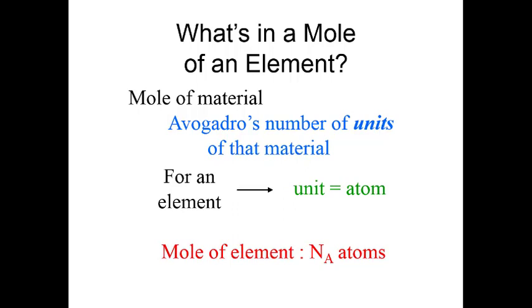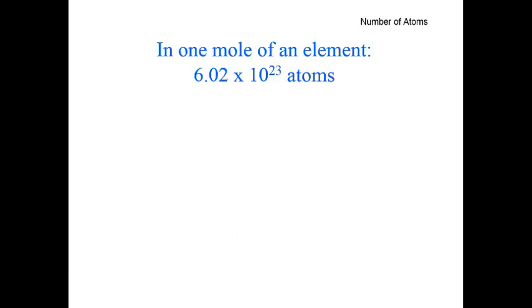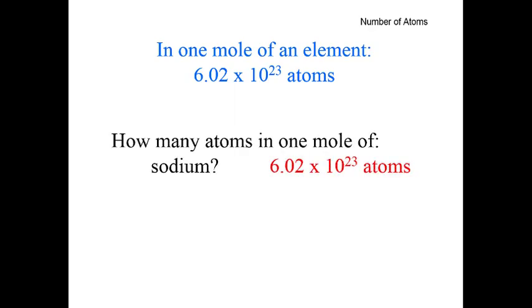Avogadro's number is often given the symbol N sub A. Avogadro's number is 6.02 times 10 to the 23rd power. There will always be this number of atoms in a mole of an element. If we were to ask how many atoms are in 1 mole of sodium, the answer would be 6.02 times 10 to the 23rd atoms.